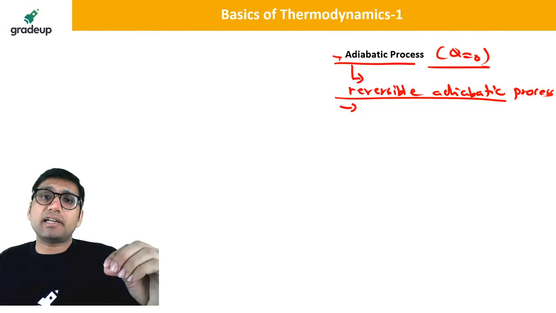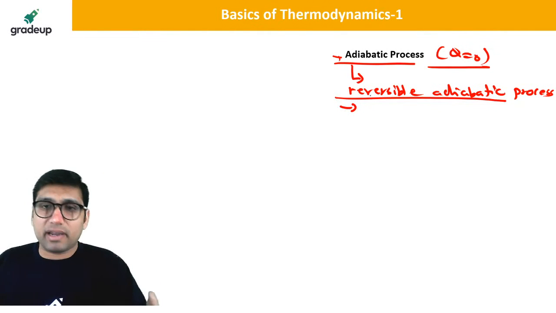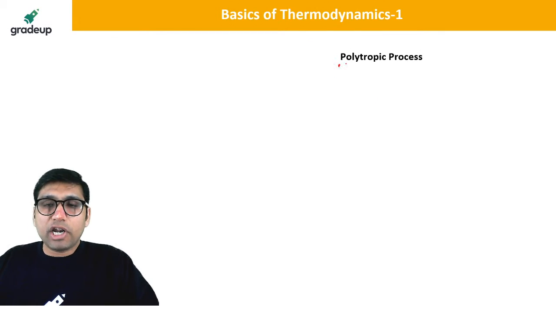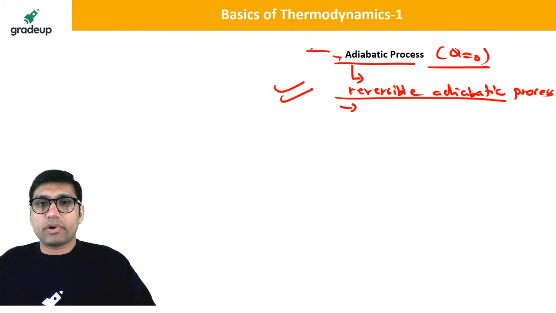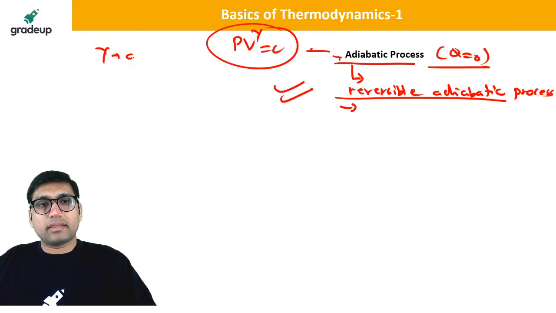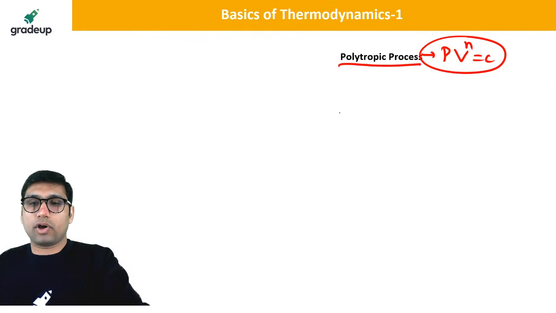Compression and expansion take place as reversible adiabatic. So this process is also very important. Polytropic process is defined by the equation PV^n = constant, like the adiabatic process is defined by the equation PV^gamma = constant, where gamma is called the adiabatic index, and whose value is equal to Cp over Cv, specific heat at constant pressure by constant volume.